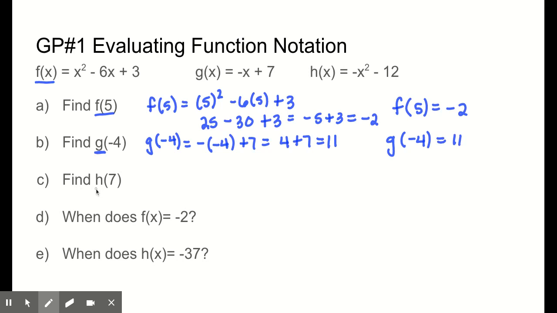For C, we're looking to use function h when x is 7. So h of 7 is going to equal, we replace the x with 7, negative 7 squared minus 12. That's going to be negative 49. Remember, square the 7 and then times it by a negative, minus 12. And that's going to give us a negative 61.